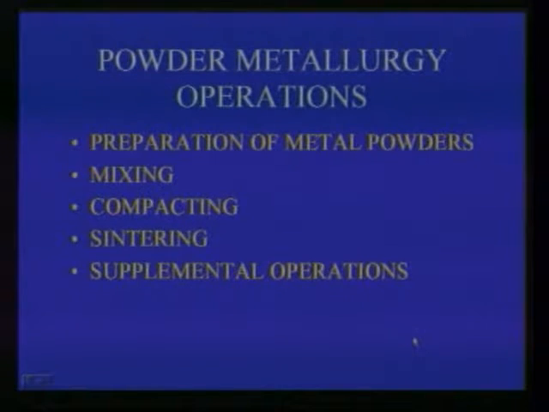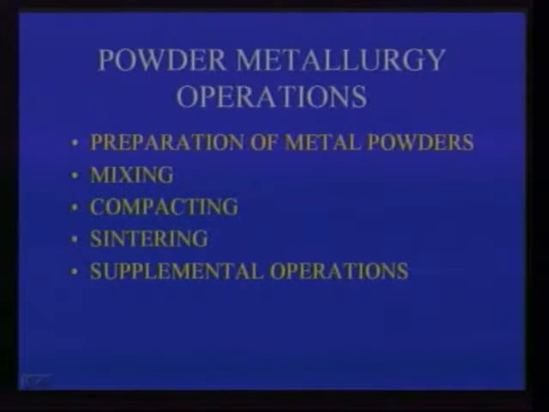We list out the powder metallurgy operations in sequence. 1. Preparation of metal powders. 2. Mixing. 3. Compacting. 4. Sintering. 5. Supplemental operations. These are the sequence of operations to be followed to manufacture a component by using the powder metallurgy technique.